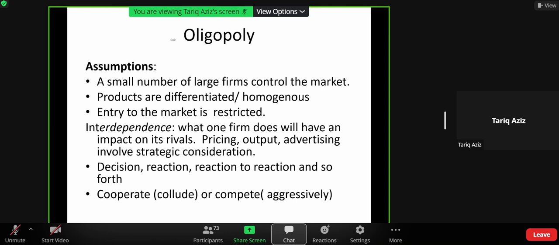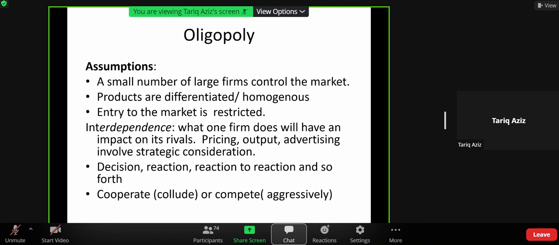As far as entry in the market is concerned, entry is restricted, which means it is very difficult or almost impossible for a new player to enter that industry, because that industry is already dominated by a few players that control that whole particular industry.